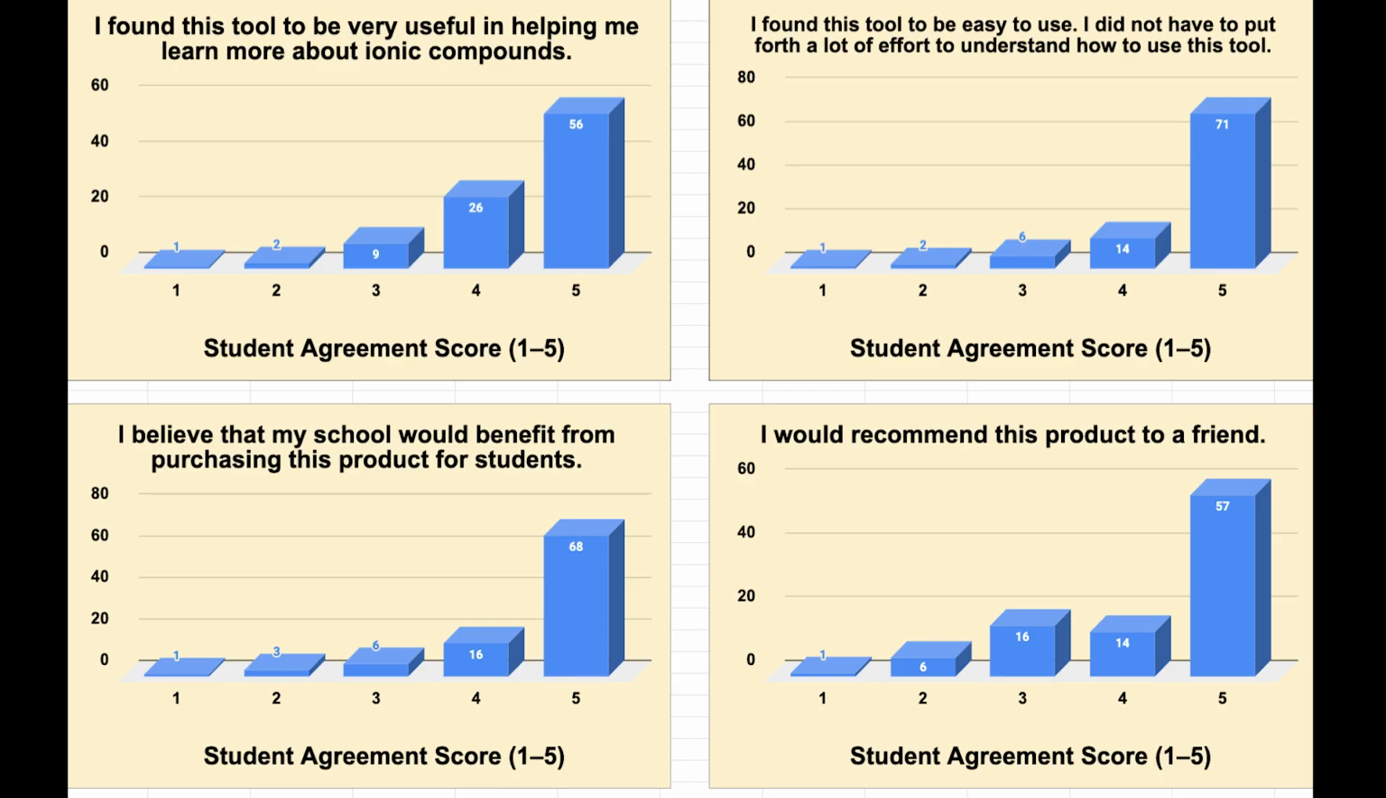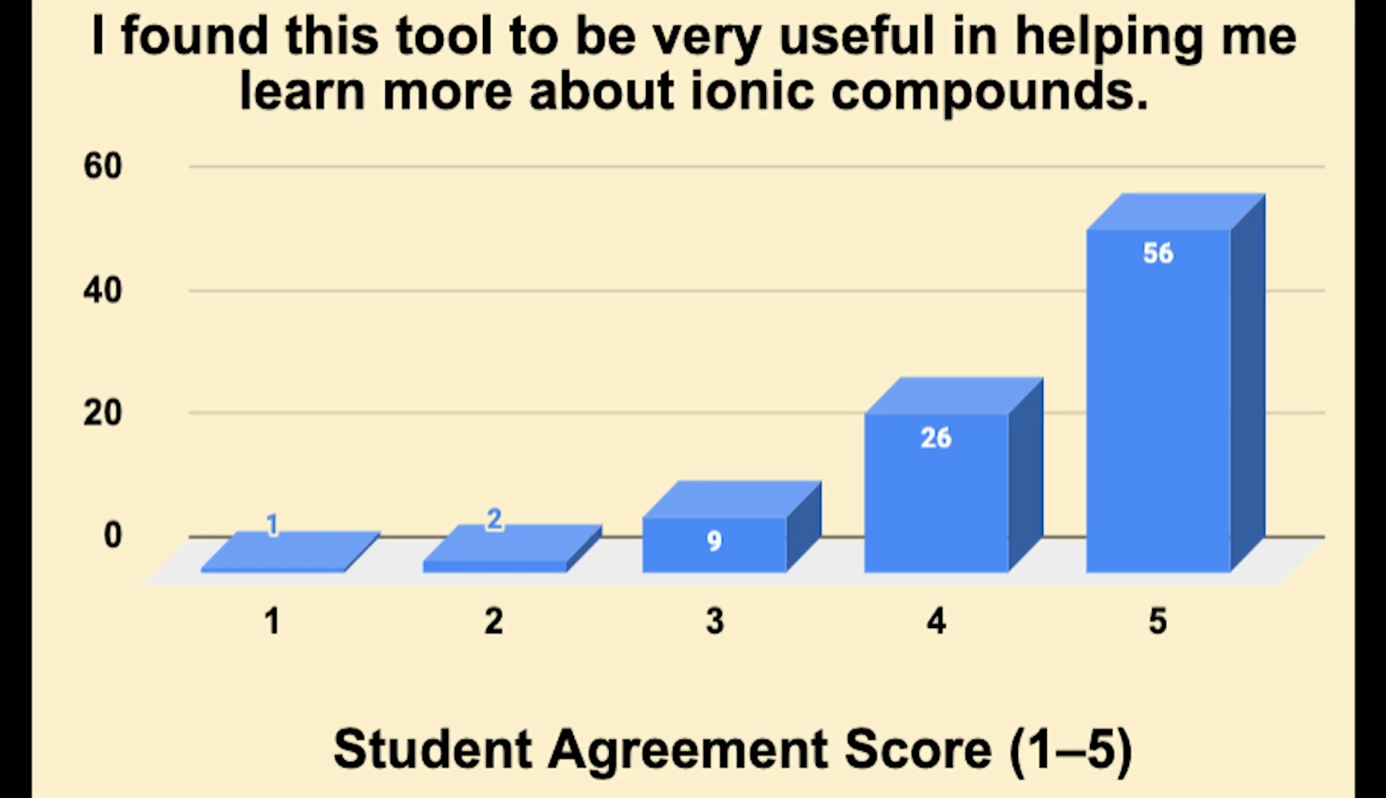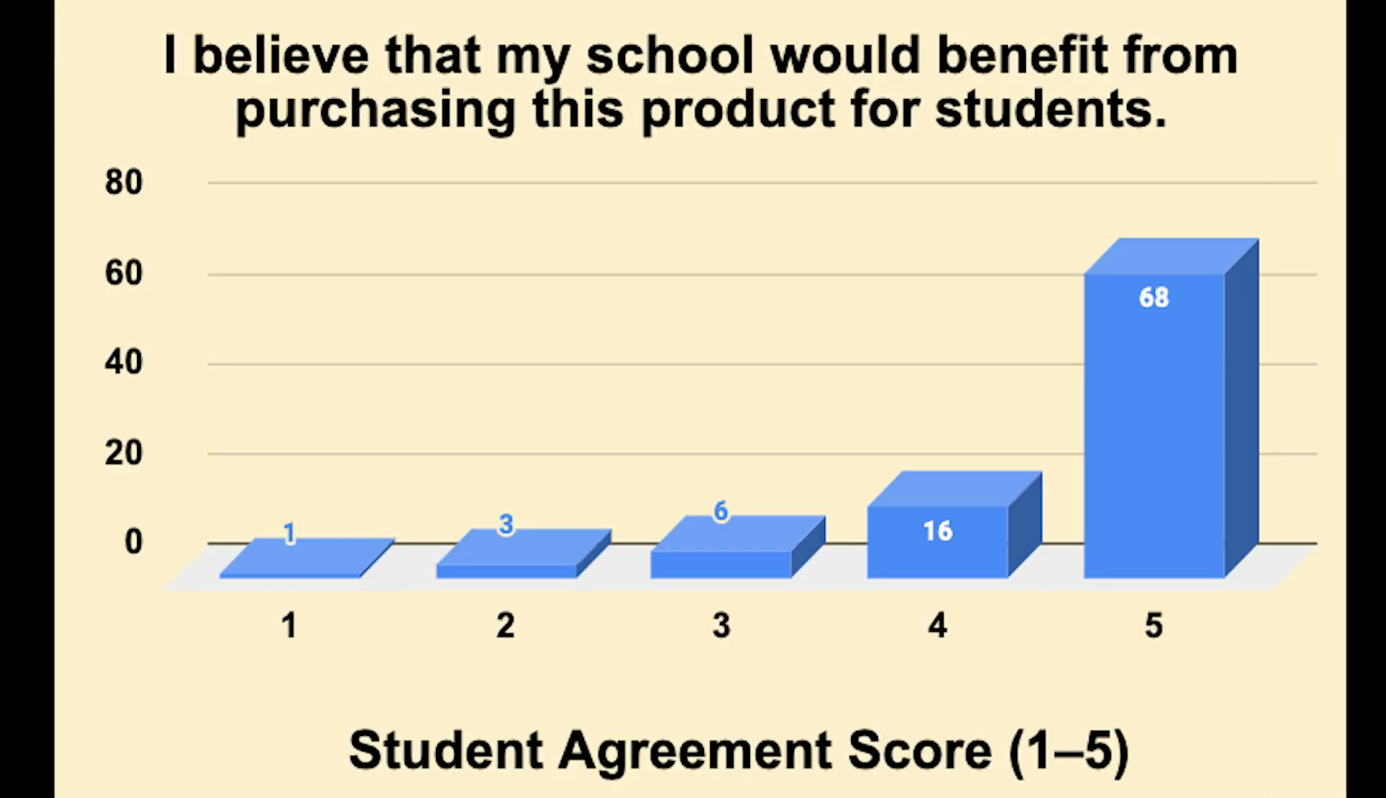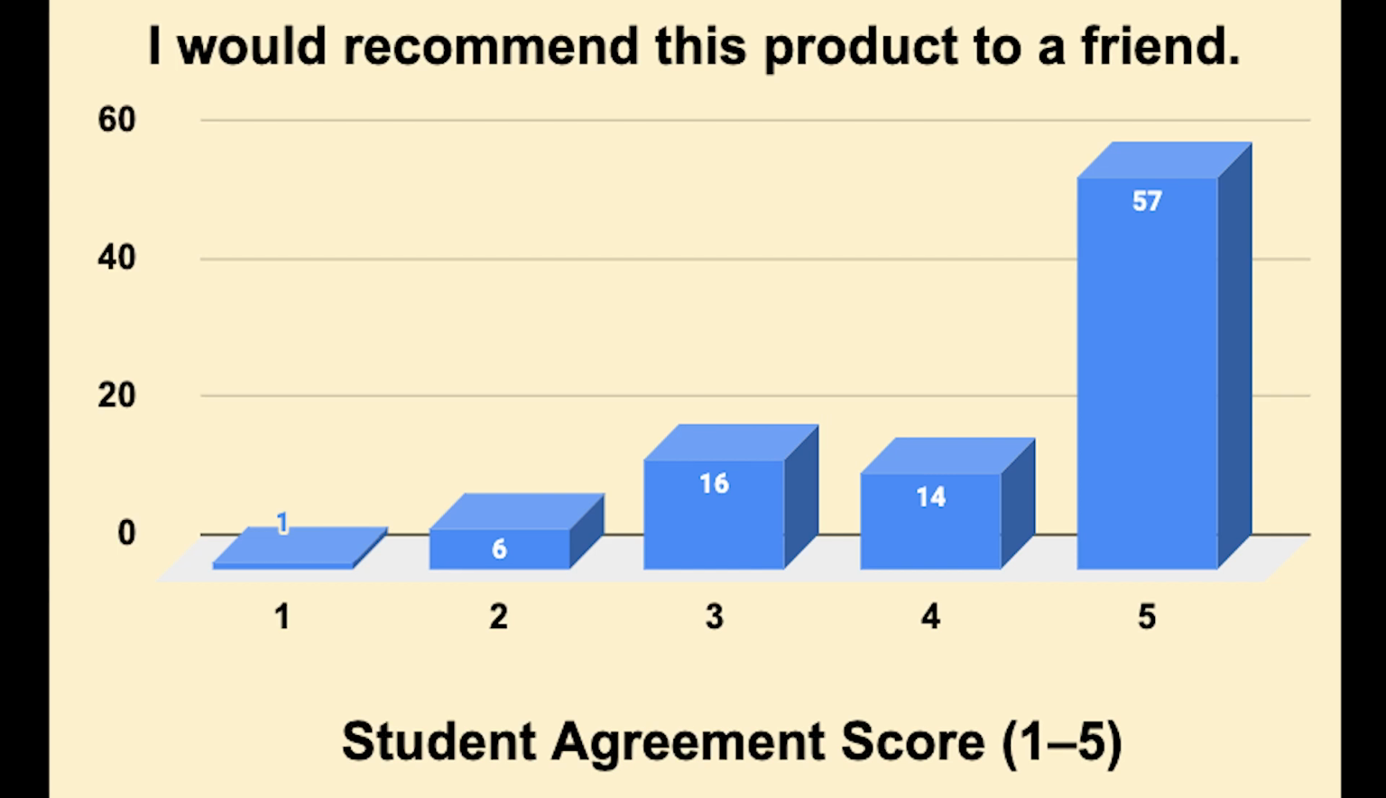The results were fantastic, and 15-year-old students don't pull punches. They can be very harsh critics. There were 4 quantitative evaluations with an agreement rating of 1 to 5. I found this tool to be very successful in helping me learn more about ionic compounds. I found this to be easy to use. I did not have to put out a lot of effort to learn how to use this tool. I believe that my school would benefit from purchasing this product for students. I would recommend this product for a friend.